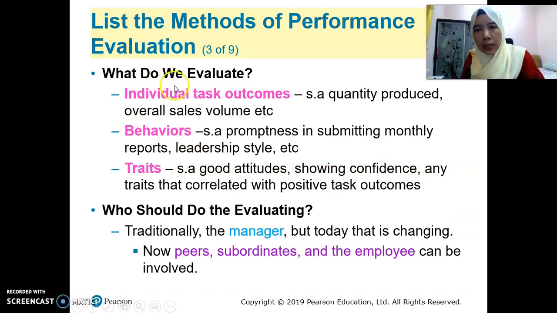So what do we evaluate then? We can evaluate individual task outcomes, behaviors, and traits. Individual task outcomes are such as the quantity produced, whether the employees produce enough quantity, or quality, or overall safety, for example. And behaviors, such as whether they are prompt in submitting their tasks or not.